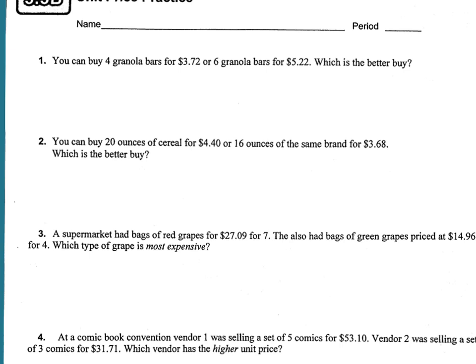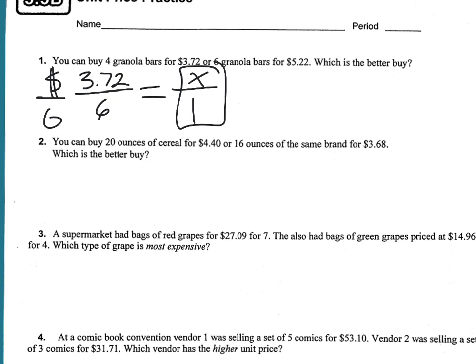And we're going to use the same principle that we used yesterday. We're going to go $3.72 divided by 6. Or you can say, we're comparing granola bars to money. So I'm getting the money on top, granola bars on bottom. I want to know how much it is for one. So that's really what we're doing here. And because of this being a 1, we can just take the $3.72 and divide it by 6, and it gives me 62 cents for this one.